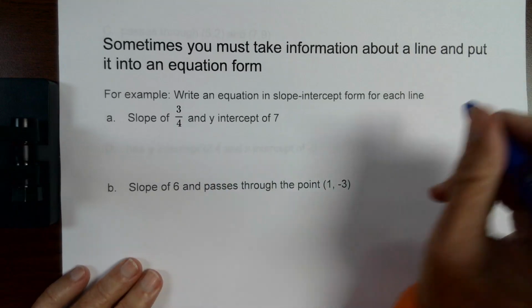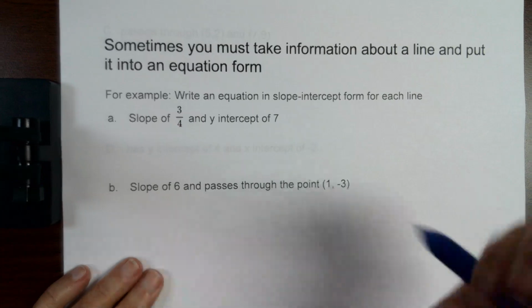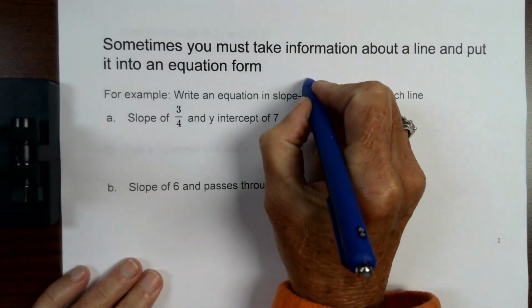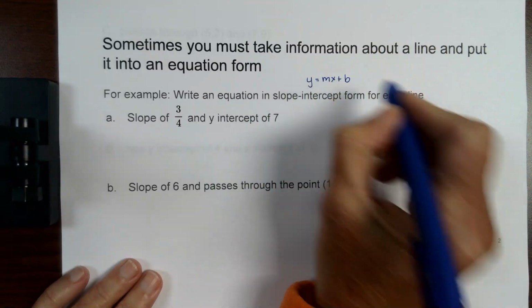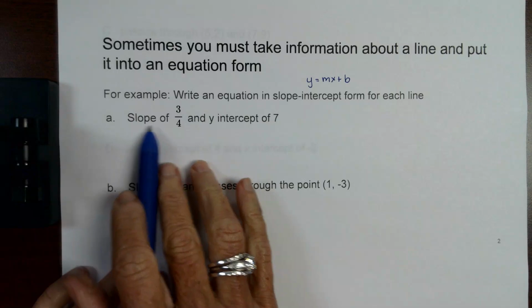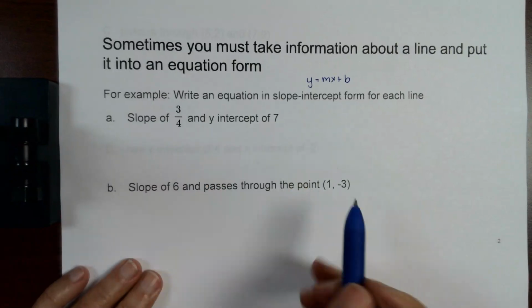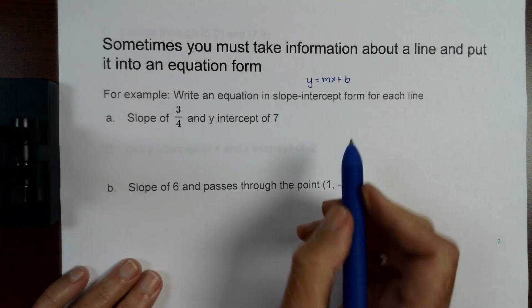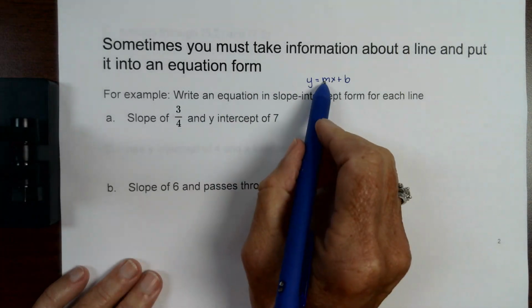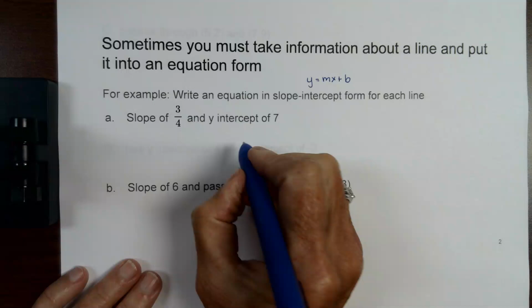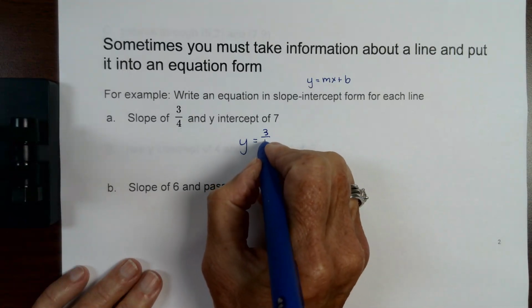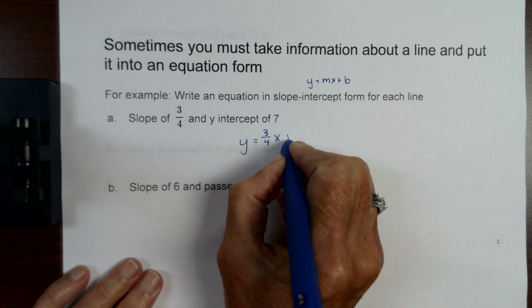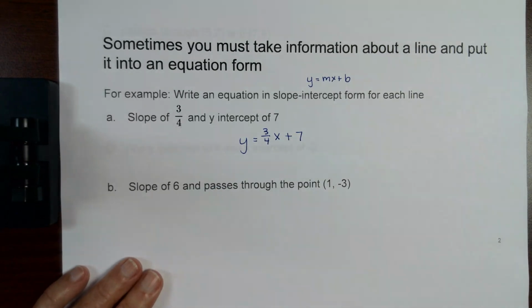So if we want to write it in slope-intercept form, remember slope-intercept form is y is equal to mx plus b. If they tell me the slope of the line and the y-intercept, I very easily just plug the slope in for the m and the y-intercept in for the b. So the equation of this line is y is equal to 3/4 x plus 7.